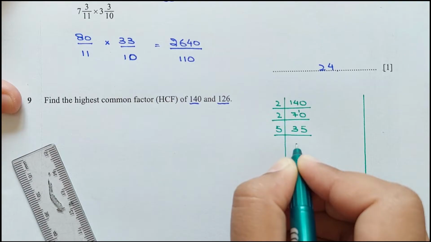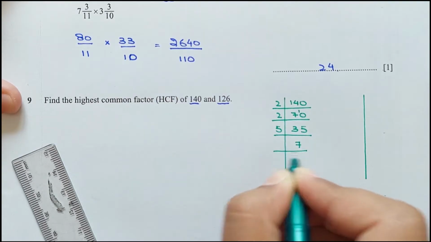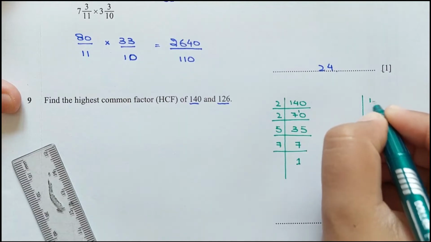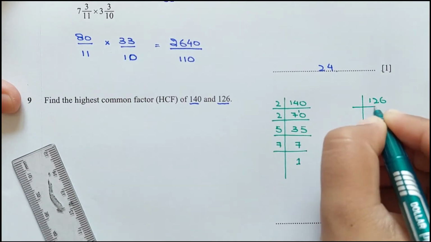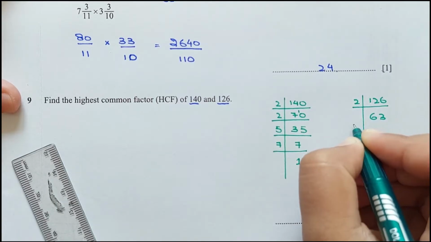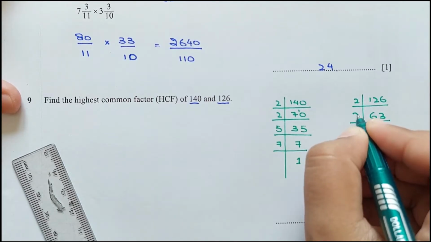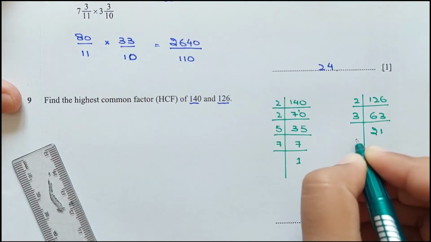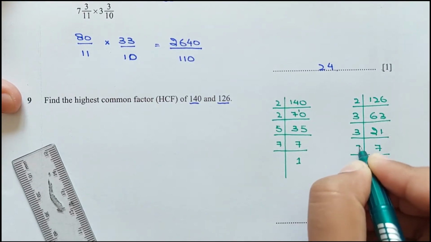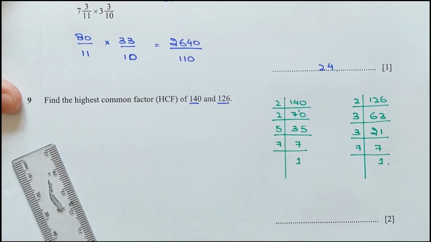And 5 times 7 is 35 and 7 times 1 is 7, right? Now 126. 2 times 6 is 12, 2 times 3 is 6. It goes with 3 times tables, 3 times 2 is 6, 3 times 1 is 3, 3 times 7 is 21 and 7 times 1 is 7.